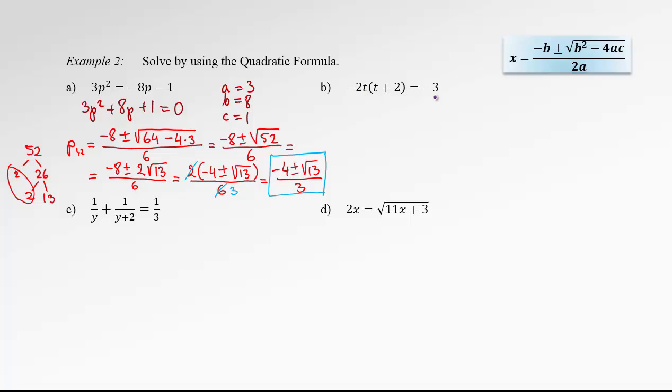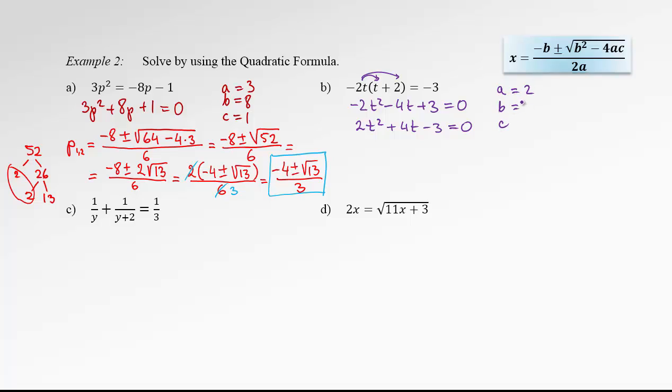Okay, let's try example B. Again, first we need to rewrite this equation as a quadratic equation in standard form. So let's release the bracket. We have negative 2t squared, negative 4t, and bring the 3 over, so it's plus 3 equals 0. Since it's nicer to start with a positive coefficient a, let's multiply the whole equation by negative 1. That means change all signs. That looks better, fewer negatives to work with, less likely to make mistakes, right? And as usual, let's list a, b, and c on the side.